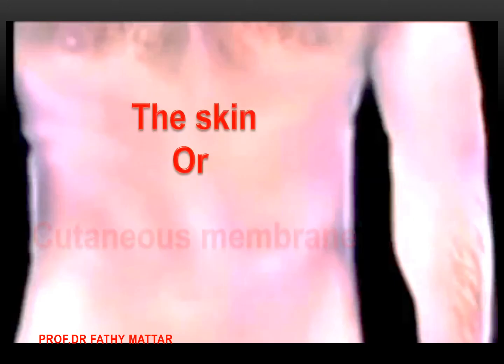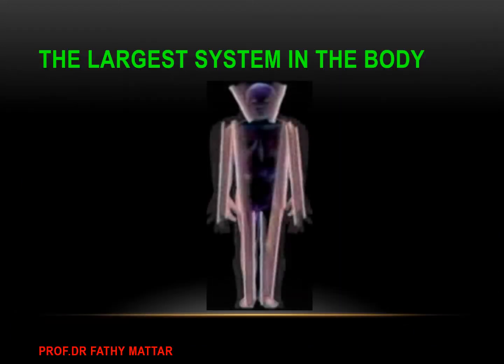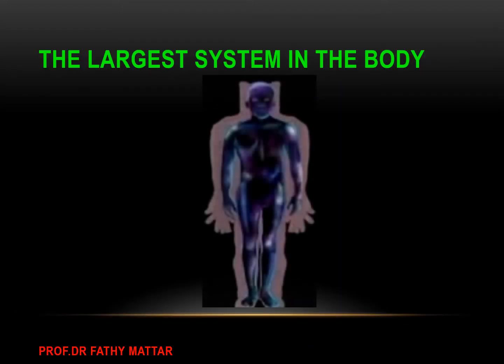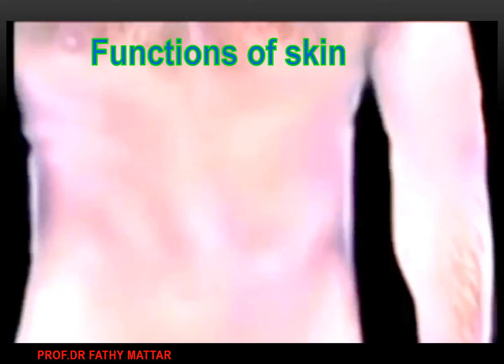The skin or cutaneous membrane is the largest system in the body. It is about 2 square meters and it weighs at least 4.5 kilograms. The functions of the skin.